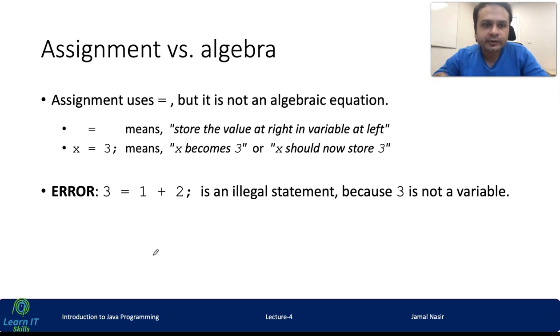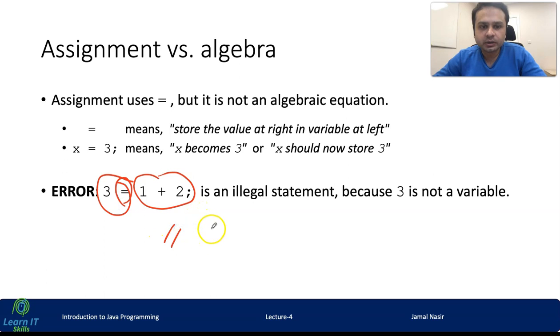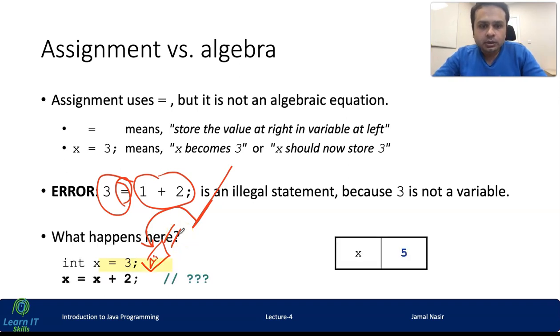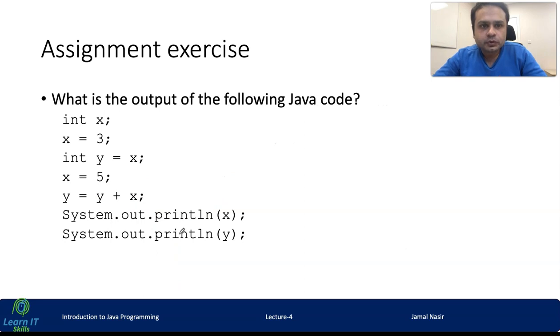Declaration, assignment versus algebra. Obviously we cannot do this thing, right? This is the assignment operator in Java, and it means that the right side expression is going to be evaluated and its result stored in some variable. On the left side there must be a variable. You can pause this video and see what is the output of this small Java code.